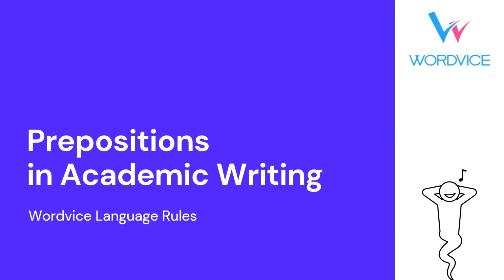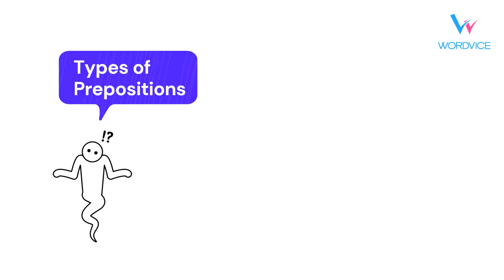Prepositions are words that describe the relationships between other words. They can describe where something or someone is located. This video will provide a summary of what prepositions do and how to use them effectively in your writing.